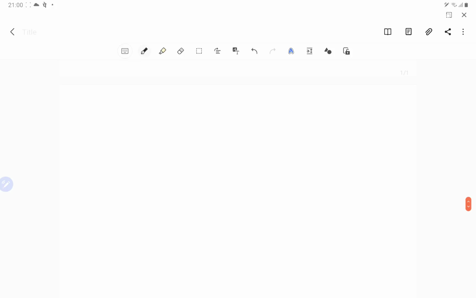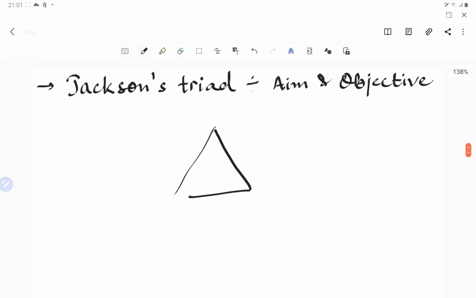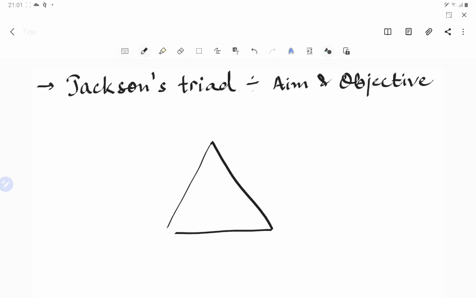So first of all, this is an express revision course. We are not going to cover each and everything, only whatever is required for our competitive exam. The first thing is Jackson's triad. As the name suggests, a triad is composed of three things. This Jackson's triad is based on the aim and objectives of orthodontics, the three main functions of orthodontics. So this is an orthodontic triangle also, you can say.